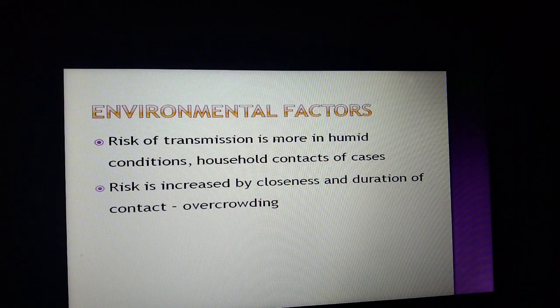What are the environmental factors? The risk of transmission is more in humid conditions. Next, in household contacts of cases, the risk is increased by closeness and by the duration of contact. We call it overcrowding.